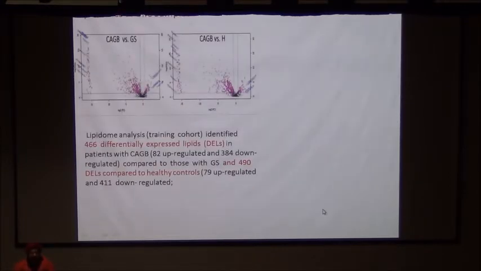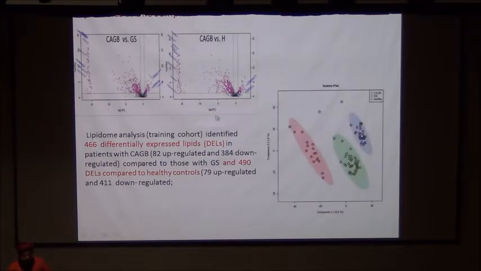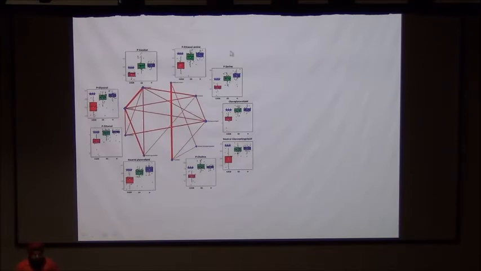When we did lipidomic analysis, comparing CAGB with gallstone or CAGB with healthy control, we found 400 differentially expressed lipids when CAGB was compared to gallstone, and 419 differentially expressed lipids when CAGB was compared to healthy control. Based on this lipidomic profile, you can clearly see that CAGB was significantly different from gallstone and healthy control. The lipid species were then classified into classes, and the class expression was given. You can see lipid classes like phosphatidylinositol and phosphatidylethanolamine were significantly downregulated in CAGB and directly correlated to each other.